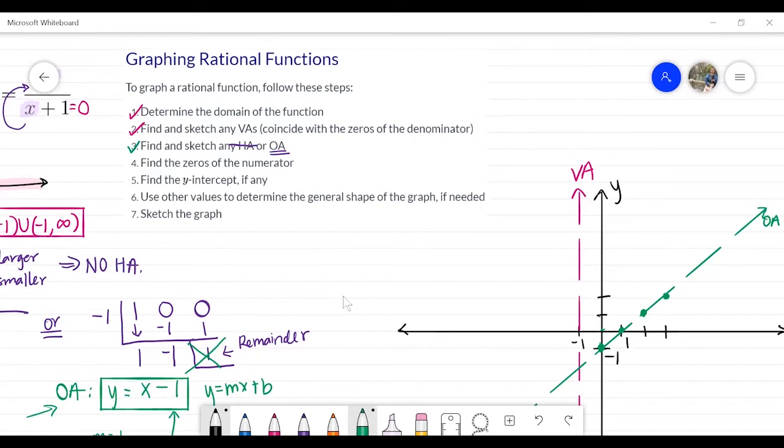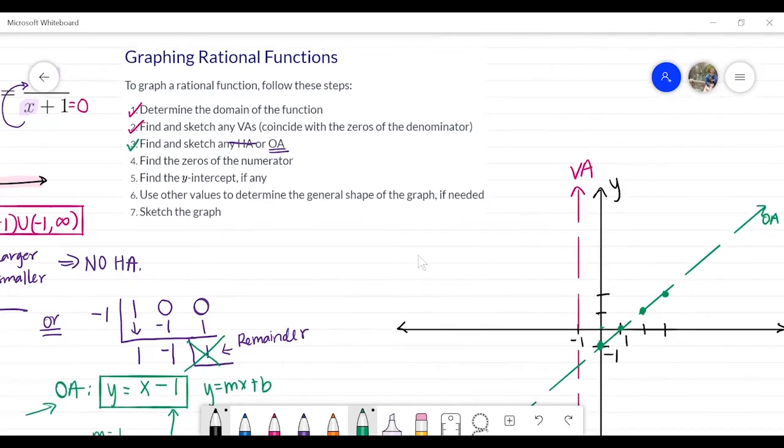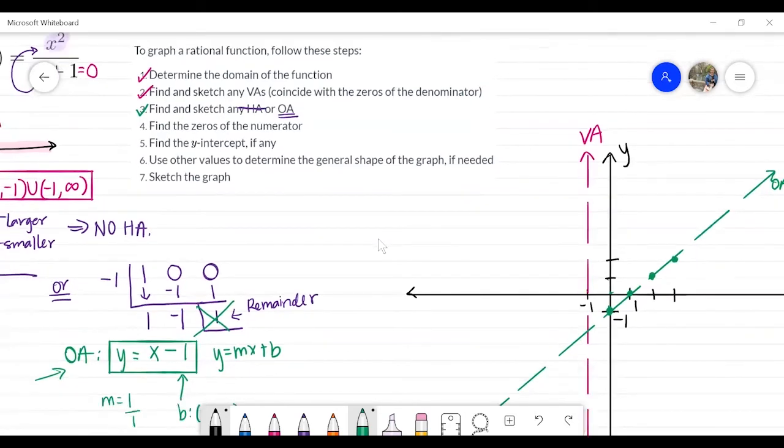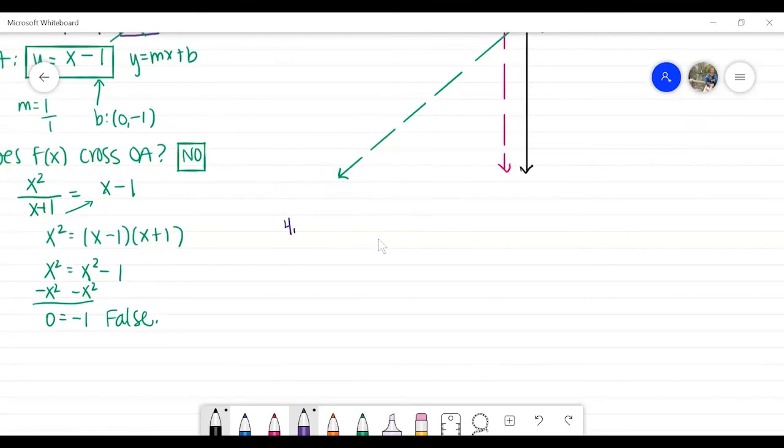The next thing we want to do is find the zeros of our numerator, which should be really straightforward because it's just that one term, right? So let's look at number 4, zeros of our numerator, which translates to our x-intercepts. Our numerator, x squared equal to 0, means x is equal to 0. So your x-intercept is the ordered pair (0, 0), which we can graph.